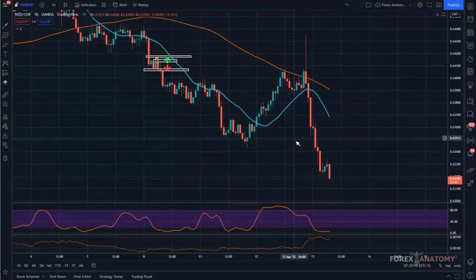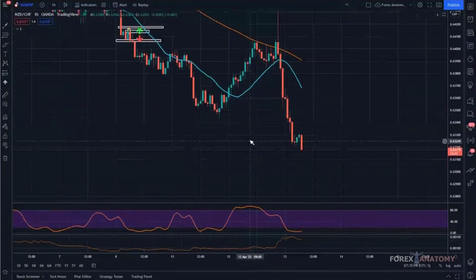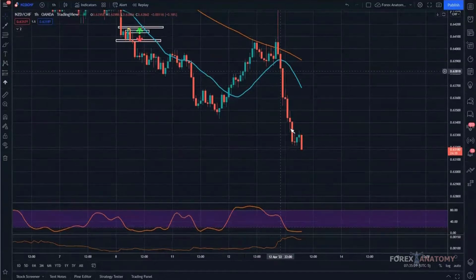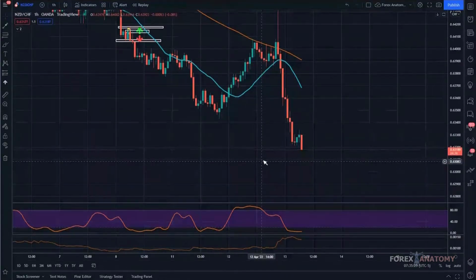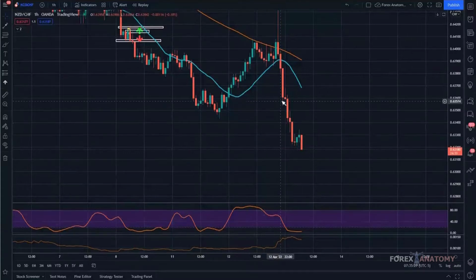So then what we want to do is look for an opportunity to sell this pair. So we're going to go through a few things first. For starters, we're going to see if there is directional confluence, if there's multiple time frames supporting a bias to the downside. And for what we do, we typically look at the 1 hour, the 4 hour, and the daily.